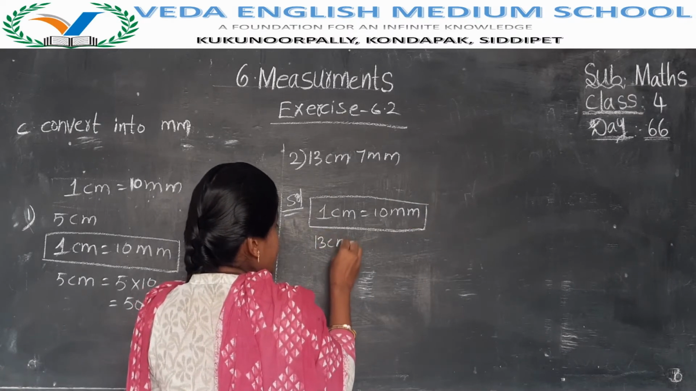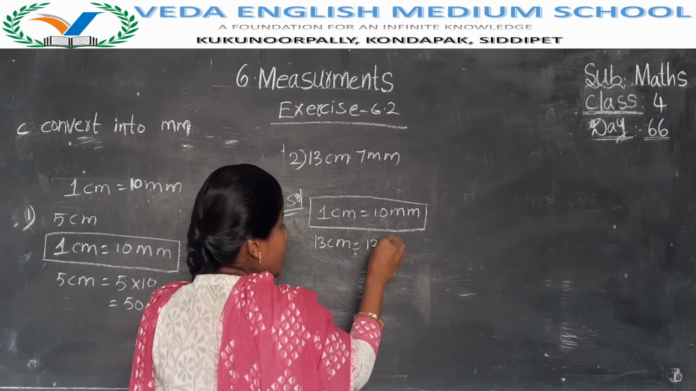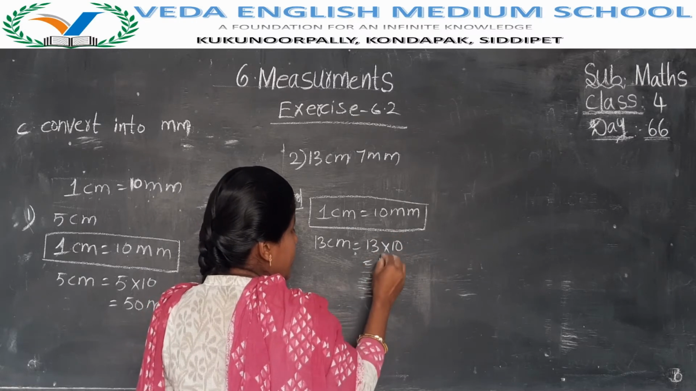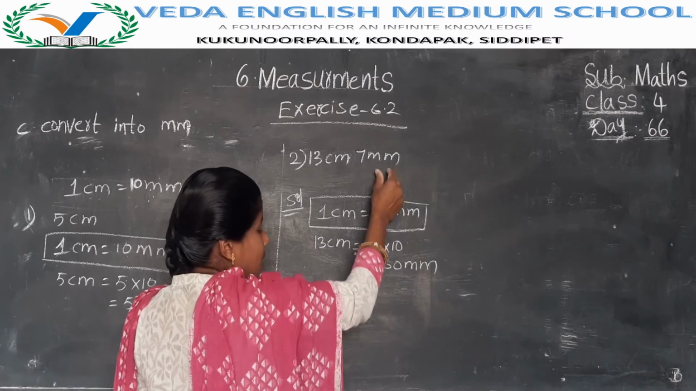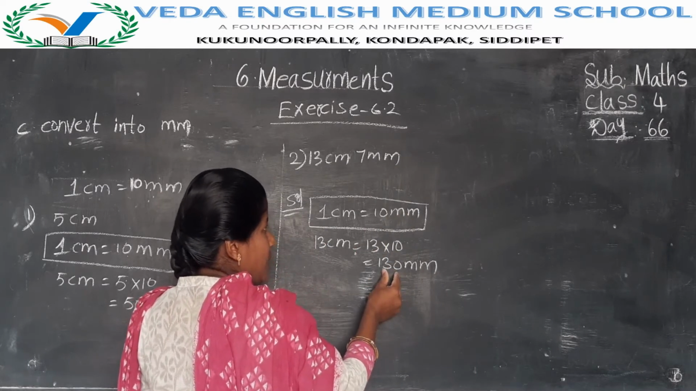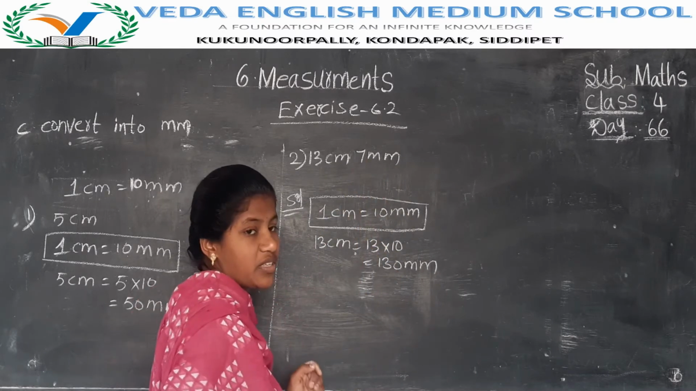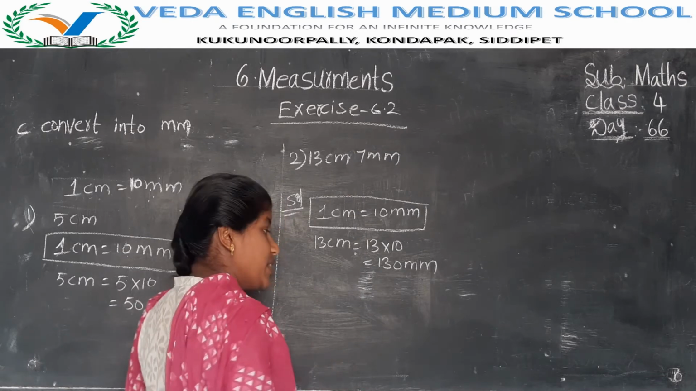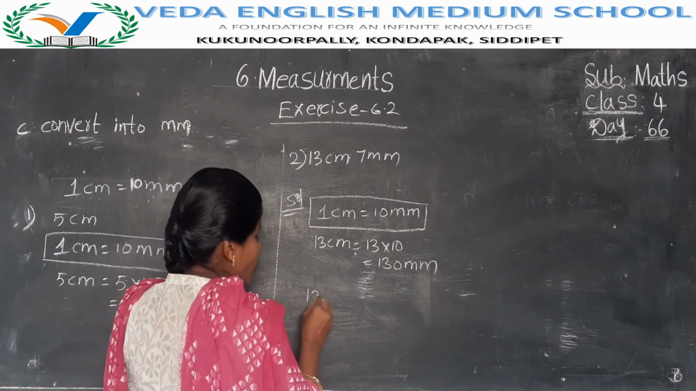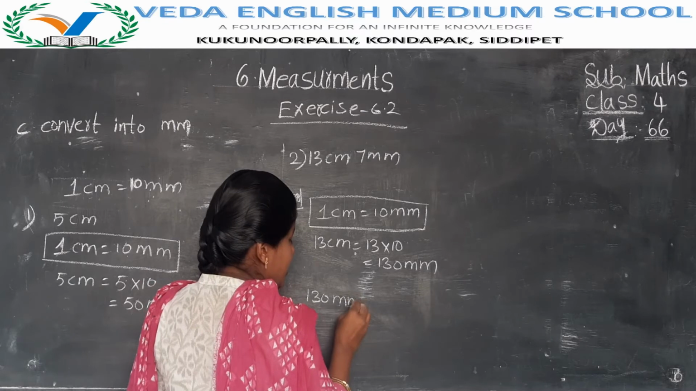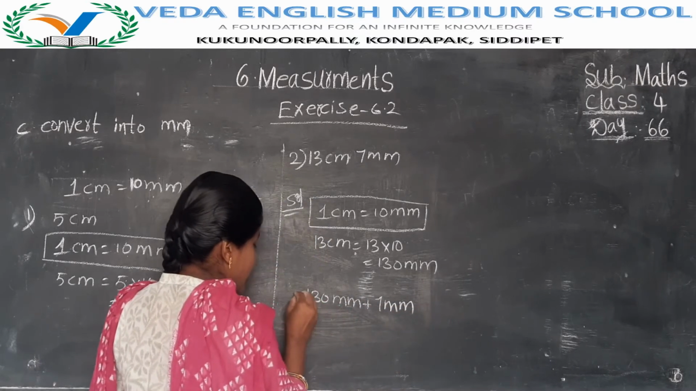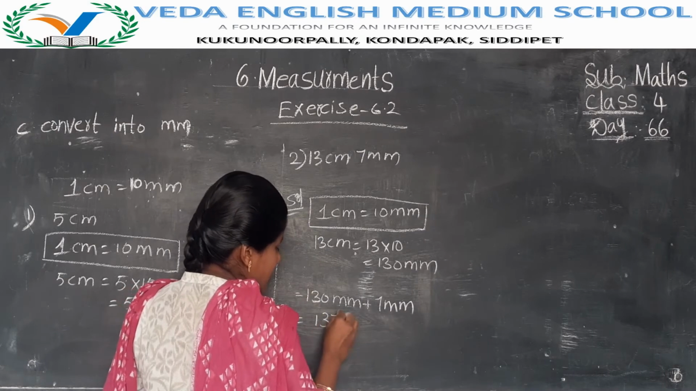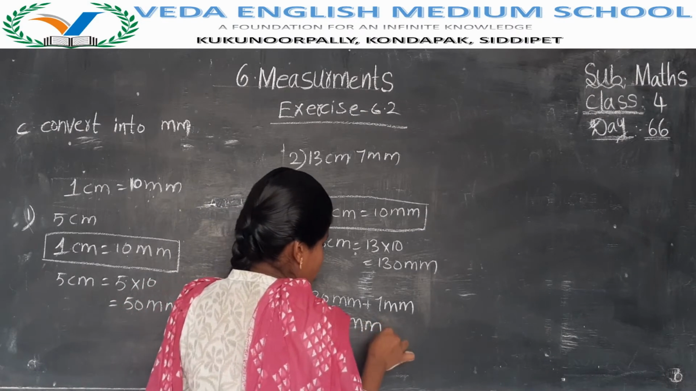13 centimeters is equal to 13 into 10. 13 tens are 130 millimeters. Now add these 7 millimeters. It is 130 millimeters and it is 7 millimeters. 130 plus 7, 137 millimeters. Total 137 millimeters. Like this we have to convert.